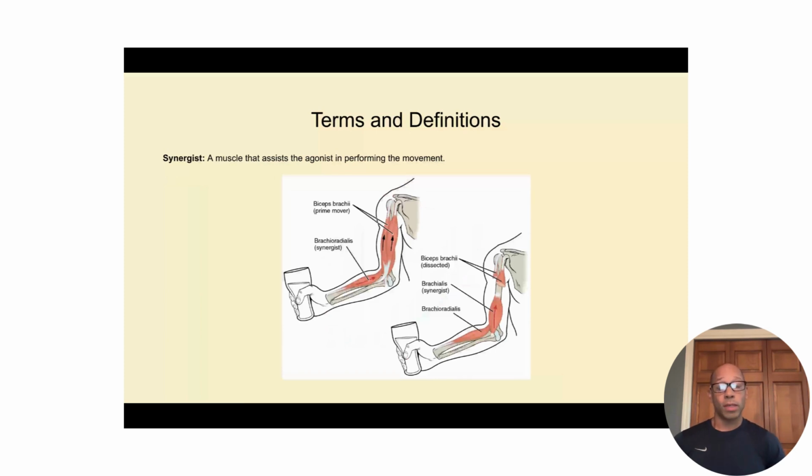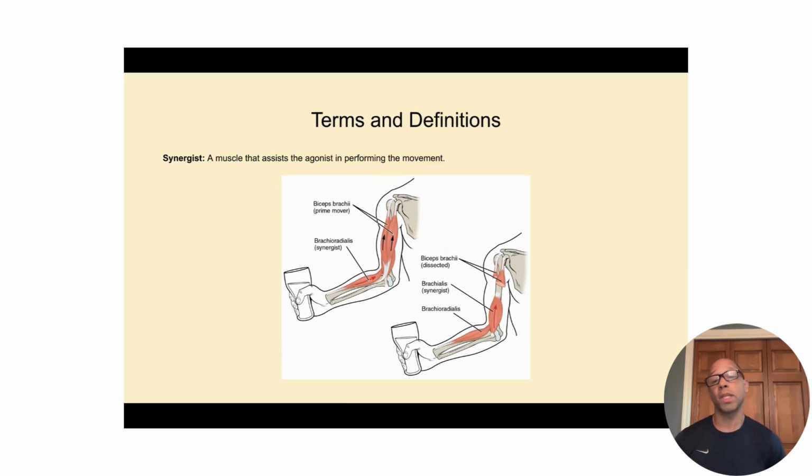Then a synergist. A synergist is basically a muscle that helps other muscles work. So it helps the agonist or the prime mover to perform the movement. It's not the prime mover or the main mover itself. It's just a smaller muscle that's going to help a little bit. So a synergist here for the biceps brachii, we're going to use that as our example once again.